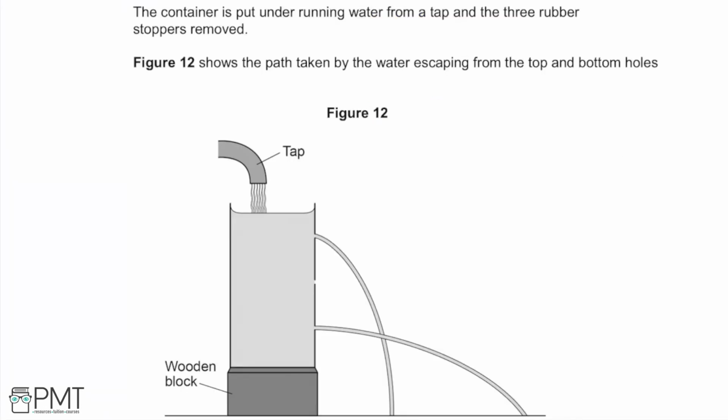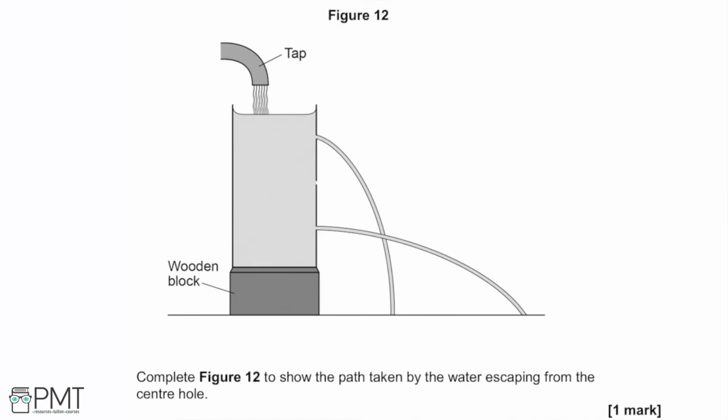So here we're told that the container is put under running water from a tap and that the 3 rubber stoppers are removed. And we're told that figure 12 shows the paths taken by the water escaping from the top and bottom holes. So we've got the tap and the water flowing into the container. And then we have the top hole here, the bottom hole here, both of which have streams of water flowing out of them. And we are asked to complete figure 12 to show the path taken by the water escaping from the centre hole.